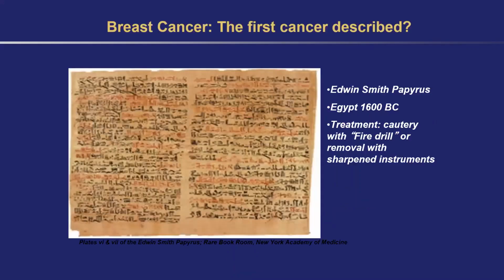All right, so I'm going to open by going back in history. My father was a lover of history and just books and books and books throughout the entire house. And so I learned to appreciate history. And going back in history, actually breast cancer is probably the first cancer that's been described, at least in written word. This is the Edwin Smith papyrus that dates back to Egypt around 1600 BC. It was discovered by Edwin Smith, a British man.